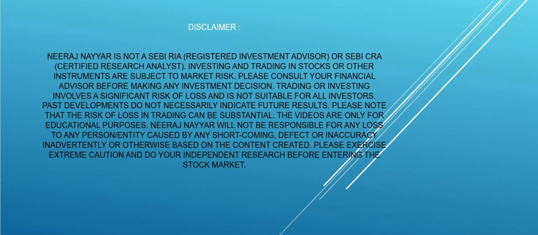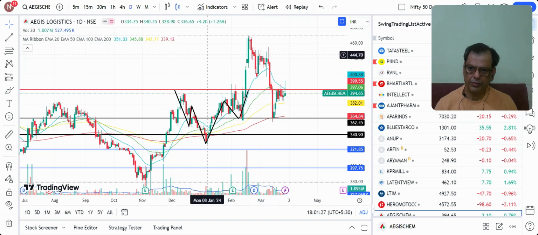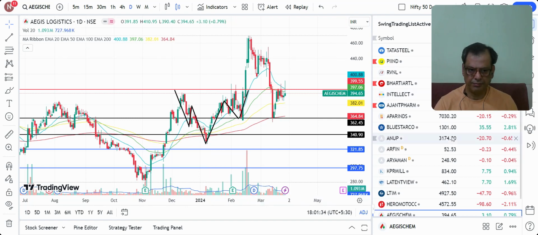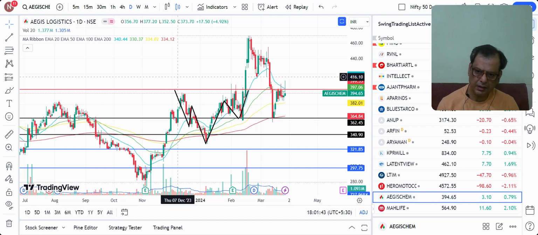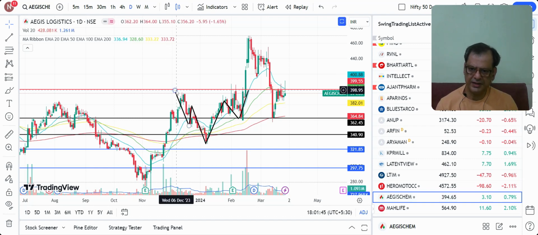Hi friends, I am bringing to you how to swing trade using the inverse head and shoulders pattern. I have cherry picked two stocks where I found this pattern. The first one is Aegis Chemicals, and I have used trend lines here to draw the head and shoulders pattern. This is the neckline for this pattern.